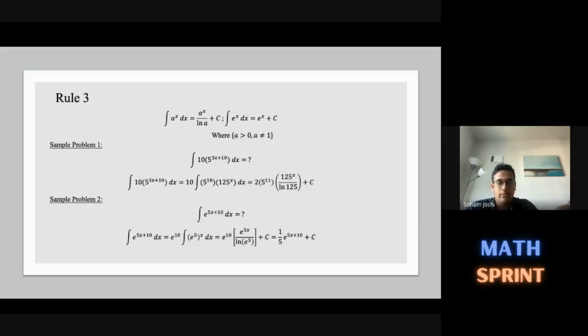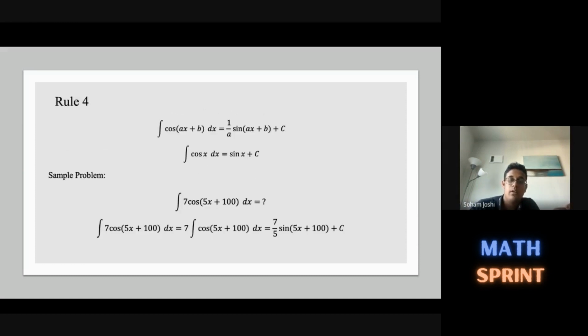So now we just use the formula for the 125 to the power of x part and integrate it. So that gets us 2 times 5 to the power of 11 times 125 to the power of x divided by ln 125 plus c, including those other constants. So now for the second one, we have to integrate e to the power of 5x plus 10. We use the same method. We can take e to the power of 10 out because it's a constant. We can express e to the power of 5x as e to the power of 5 to the power of x. Now use the formula and we finally end up with 1 by 5 e to the power of 5x plus 10 plus c.